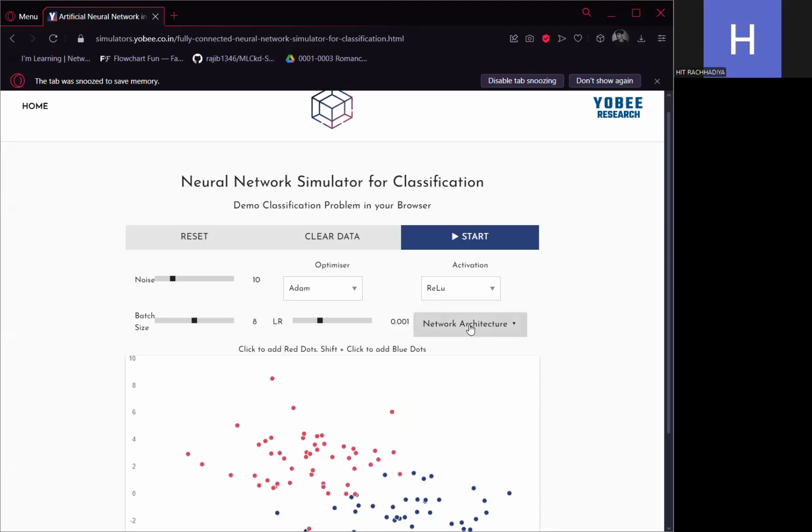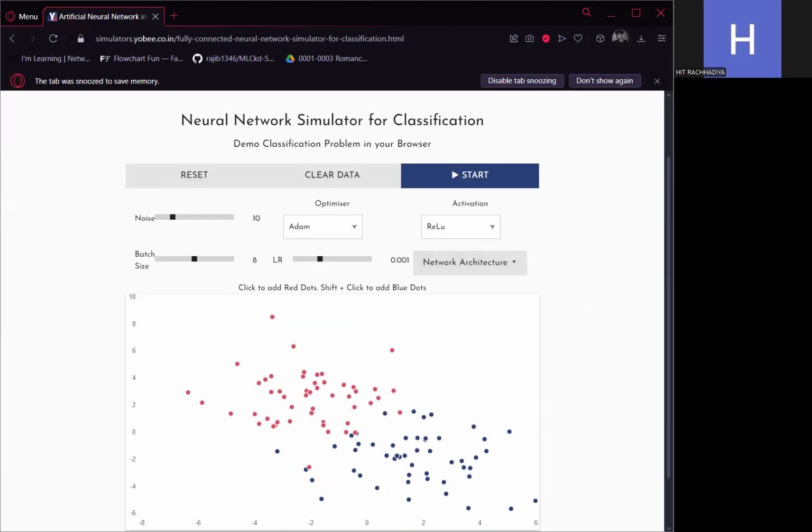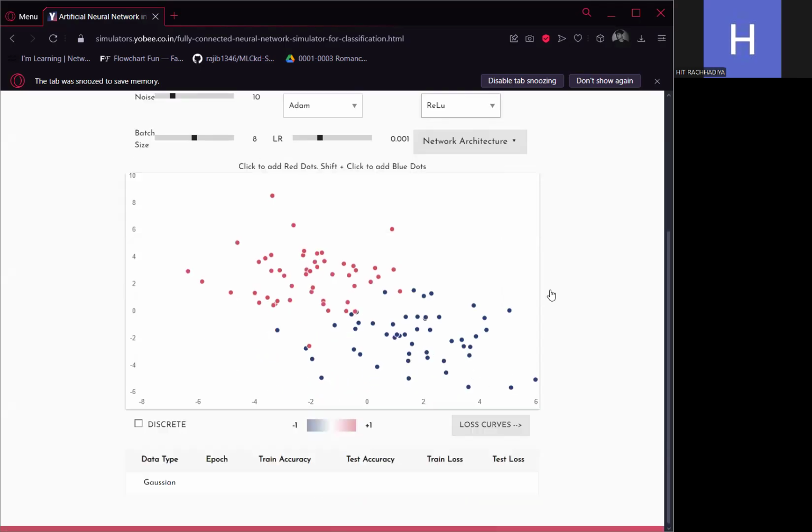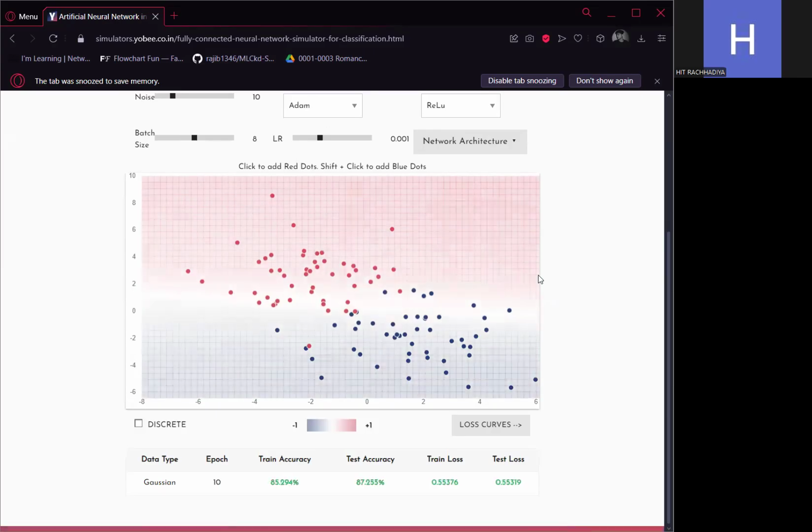So there are three layers given. We are taking three layers only, and the activation function is also given, which I already talked about. So let's first take the default values and start the simulation. It will start. This will take around 4 to 5 minutes for the classification.